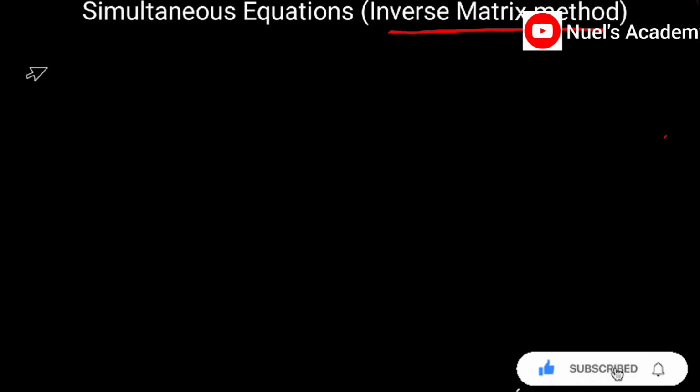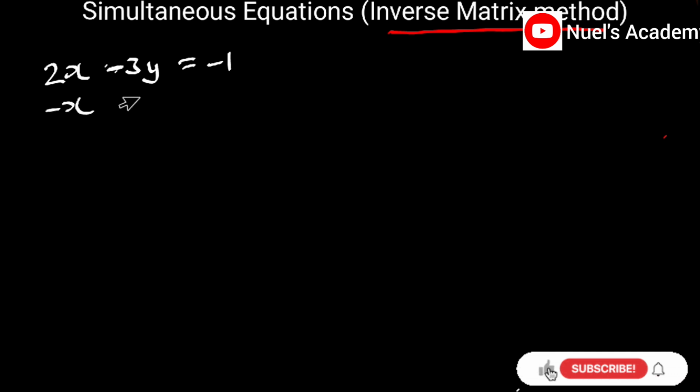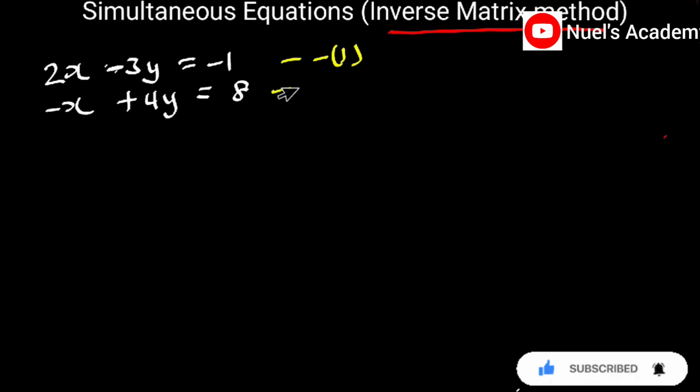As we are given 2x minus 3y is equal to minus 1, and then minus x plus 4y is equal to 8, to solve using the inverse matrix method. So this is equation 1 and then equation 2. So, solution.